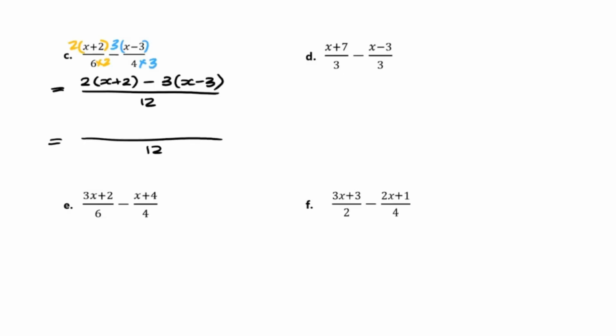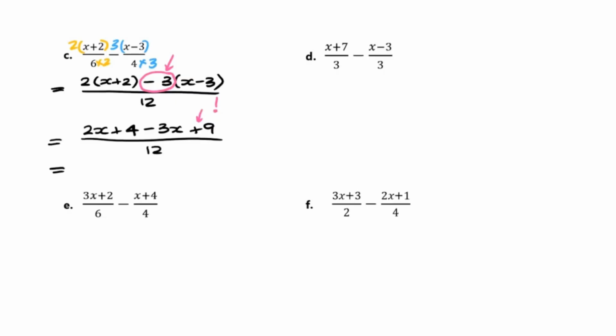That 12 is still there. First bracket becomes 2x plus 4, and now we've got minus 3 times everything in the second bracket. So minus 3 times x becomes minus 3x, minus 3 times that negative 3 inside of the bracket becomes plus 9. This positive sign here is one that people often forget, because they forget that this negative sign here belongs to that 3. So really, really important there.